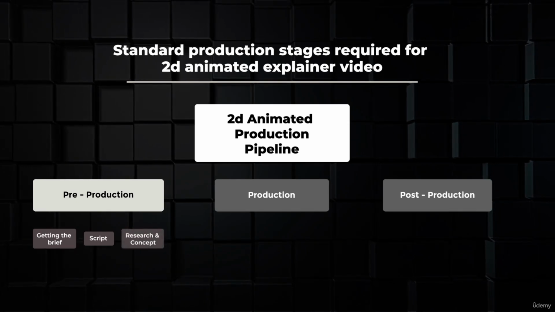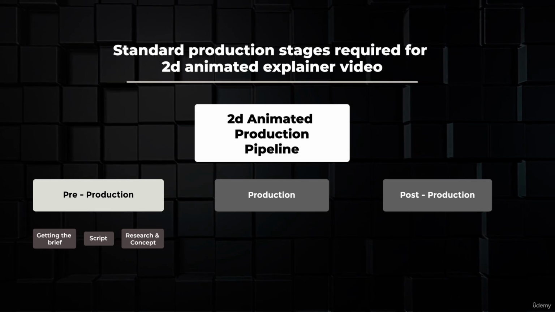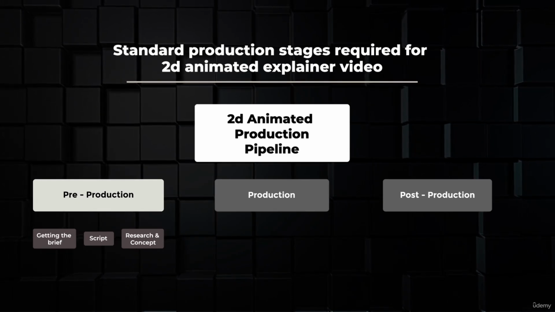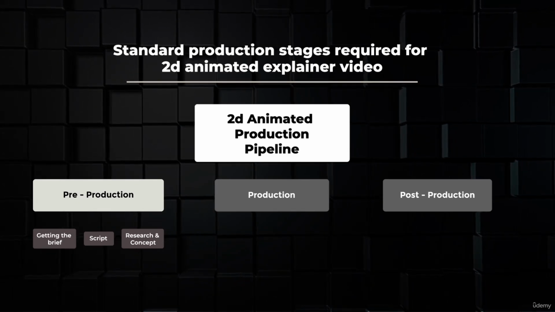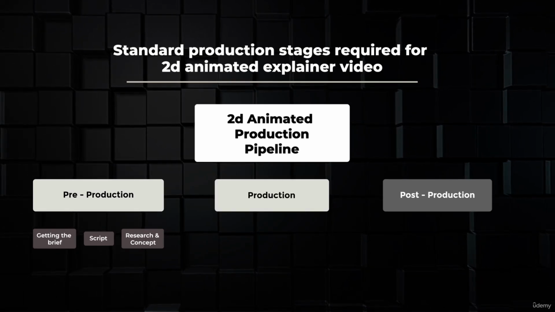Conduct your research and decide on the concept. You also need to know what you want to achieve, the idea you want to put out there. Once you're done with the research, deadline, script development, and other stuff, that's when production comes into place.